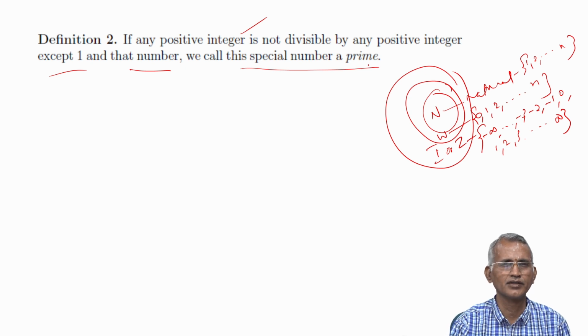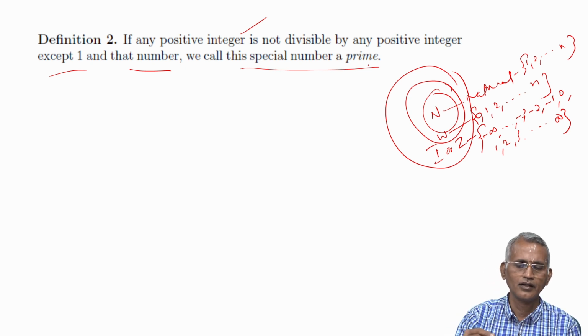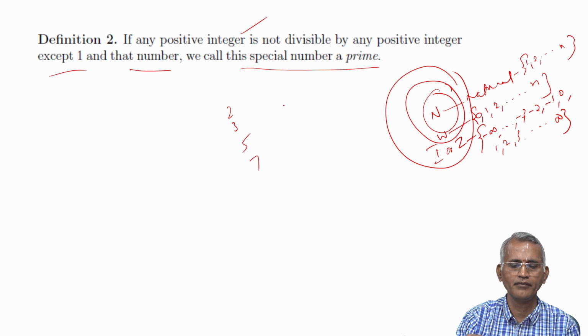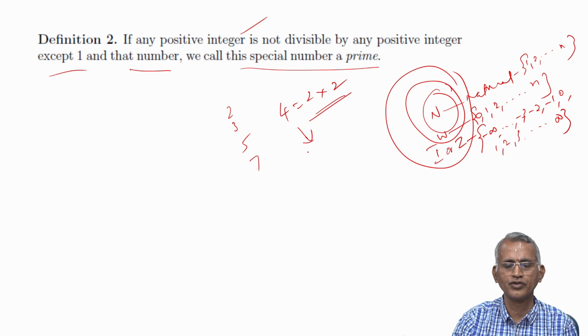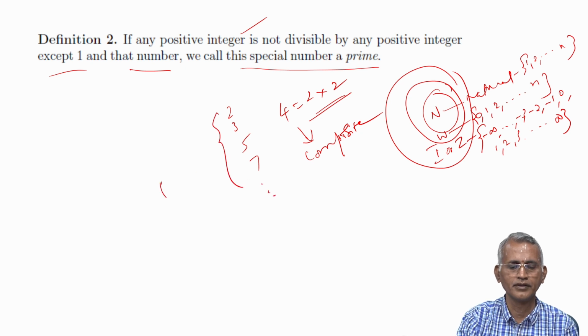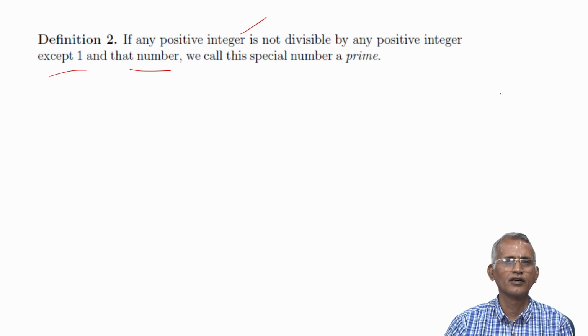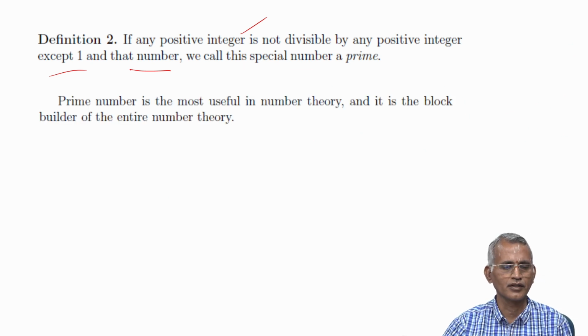Other than the prime is said to be composite. So, 2 is a prime, 3 is a prime, 5 is a prime, 7 is a prime, whereas if you take 4, 4 is the product of 2 primes, therefore it is called composite. I hope you can understand the meaning of prime and composite.